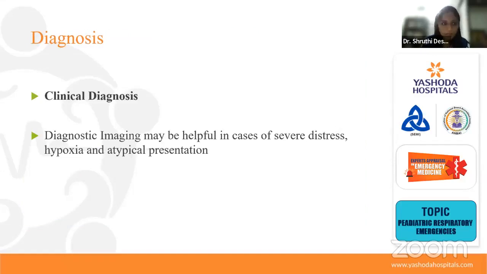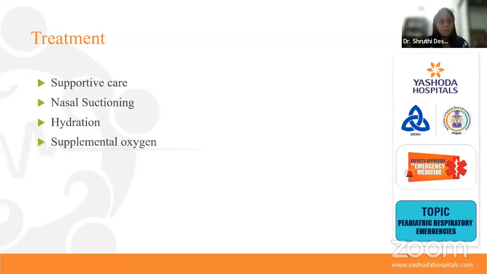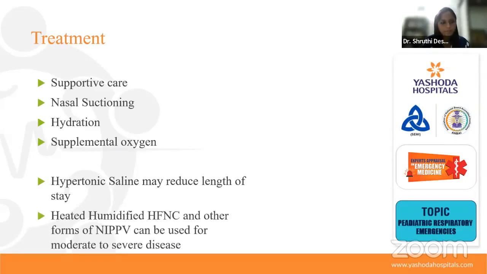So here also the diagnosis is clinical, and diagnostic imaging will be helpful only if the child is in very severe respiratory distress, hypoxia, or any atypical presentation. Treatment involves supportive care like nasal suctioning, maintaining hydration, and supplemental oxygen if the child is hypoxic. If there are thickened secretions, hypertonic saline can be used to thin down the secretions and then do the suctioning, but its use is limited and not routinely recommended. Now, one more thing is heated humidified HFNC and other forms of non-invasive positive pressure ventilation.